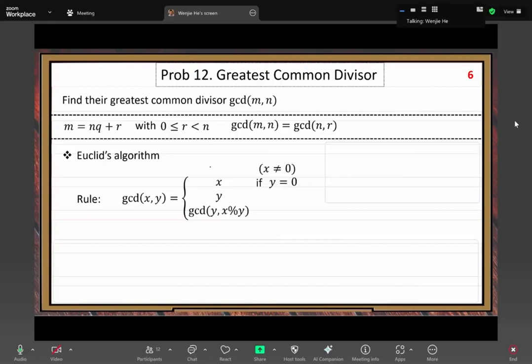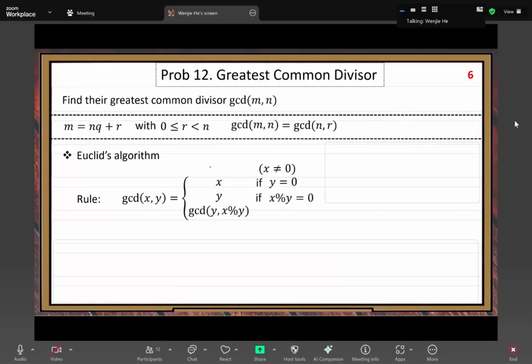Remember the error message: GCD of 0 and 0 is not defined. So you need to tell your users it's an error, this operation is not defined. Otherwise, you return x.